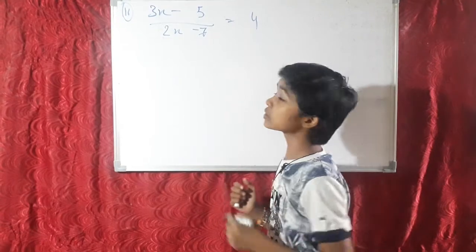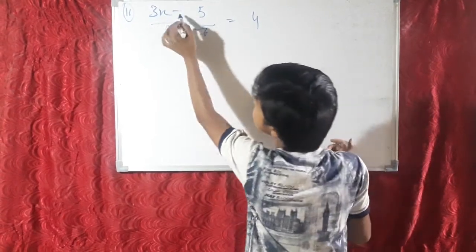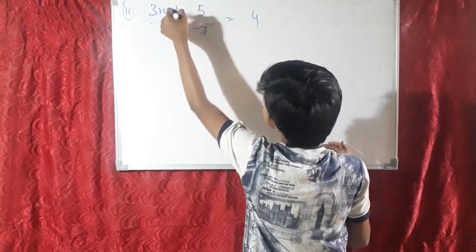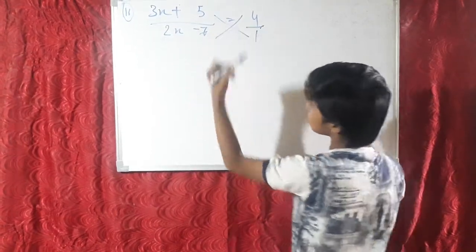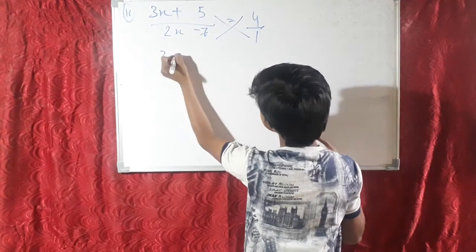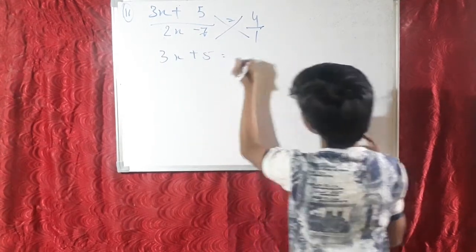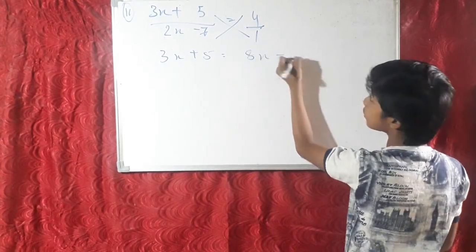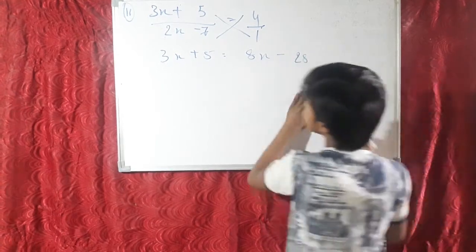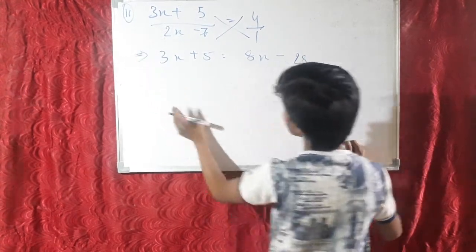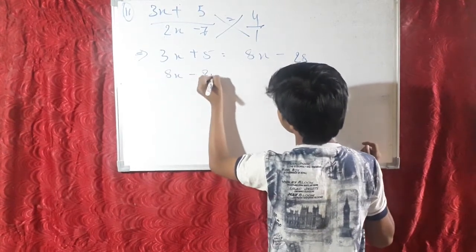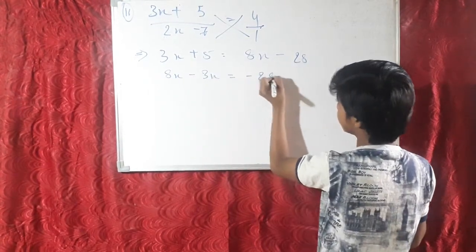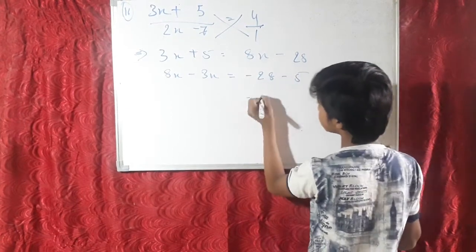So friends, now we are going to see our 11th question. What is 3x plus 5 upon 2x minus 7, it is called cross multiplication. 3x plus 5 is equal to what, 8x minus 28. And now it is our equation. Now we have to solve it. 8x minus 3x is equal to what, minus 28 minus 5, it will be minus 33.